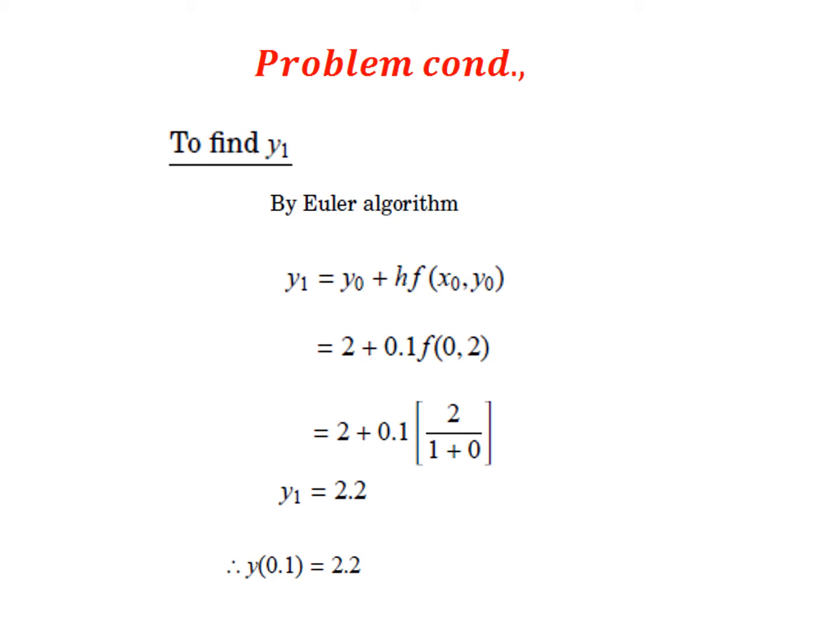After simplifying this whole term, it will give the value of y1 is equal to 2.2. So y1 is y of 0.1, that means y of x1. Y of x1 is equal to y1. For finding y2, we need to take this as x1 and this as y1. So let us move on to the next.